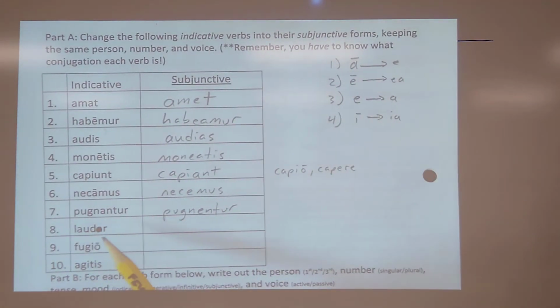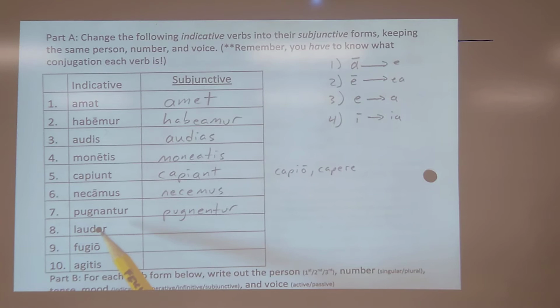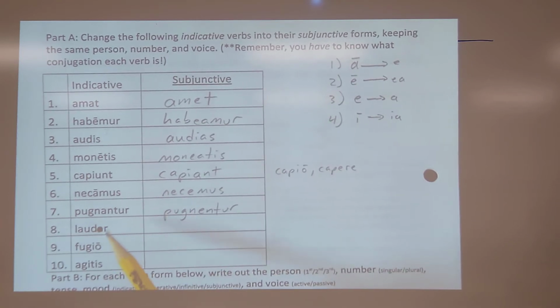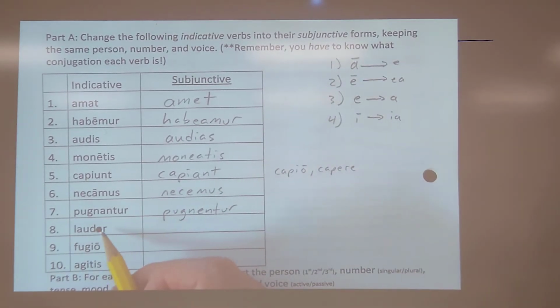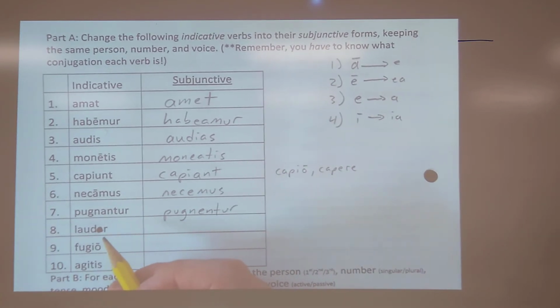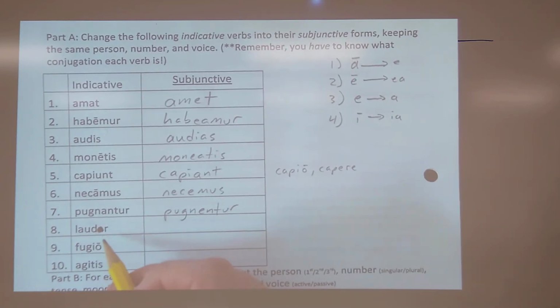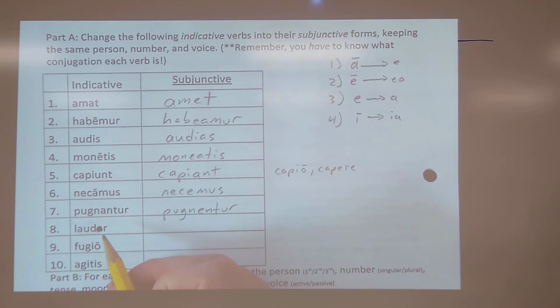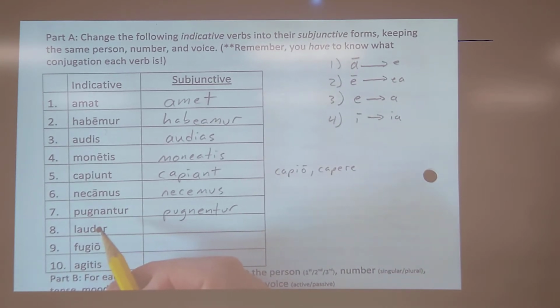Okay. Number 8, I actually made a spelling error on the original form. It says laudar on your sheet. It should actually be laudor. Laudar is not a thing. But this would be the present passive indicative for the verb laudo, laudare.